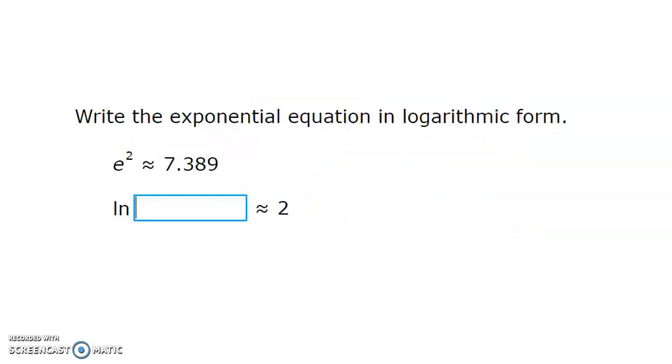Alright, so here's what your assignment's going to look like. You're going to be asked to write an exponential as a log, as we see here. And the exponential we have here is e squared is approximately 7.389. So the first thing I'm going to do is go ahead and convert this into a log. Okay, so that log would look something like this. Log base e, because that's what this base is, of 7.389, that's what's called the argument, is approximately 2. Okay, so your exponent should be out here.